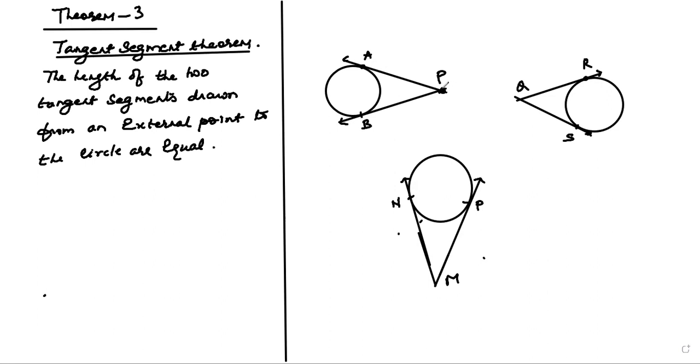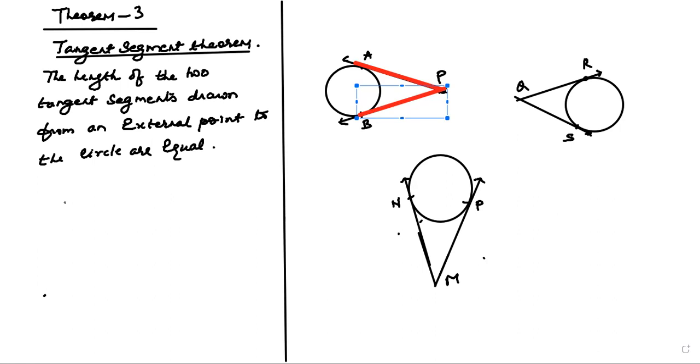Suppose this external point and this line is tangent at A. So this part of the tangent line, the part which is drawn from an external point to the point of contact, this part is called a tangent segment. This red part is called a tangent segment.